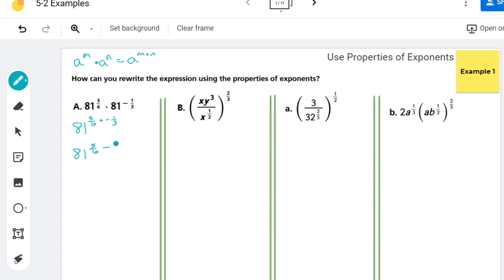Now 1/3 is the same thing as 2/6. Now I have here 81 to the 5/6 minus 2/6, so I could subtract my numerators and get 3/6. And then I can reduce that fraction and call it 81 to the 1/2. Now recall, whenever you have something raised to the 1/2, what it's really asking you to do is to find the square root. So I'm looking for the square root of 81, which in this case is 9.